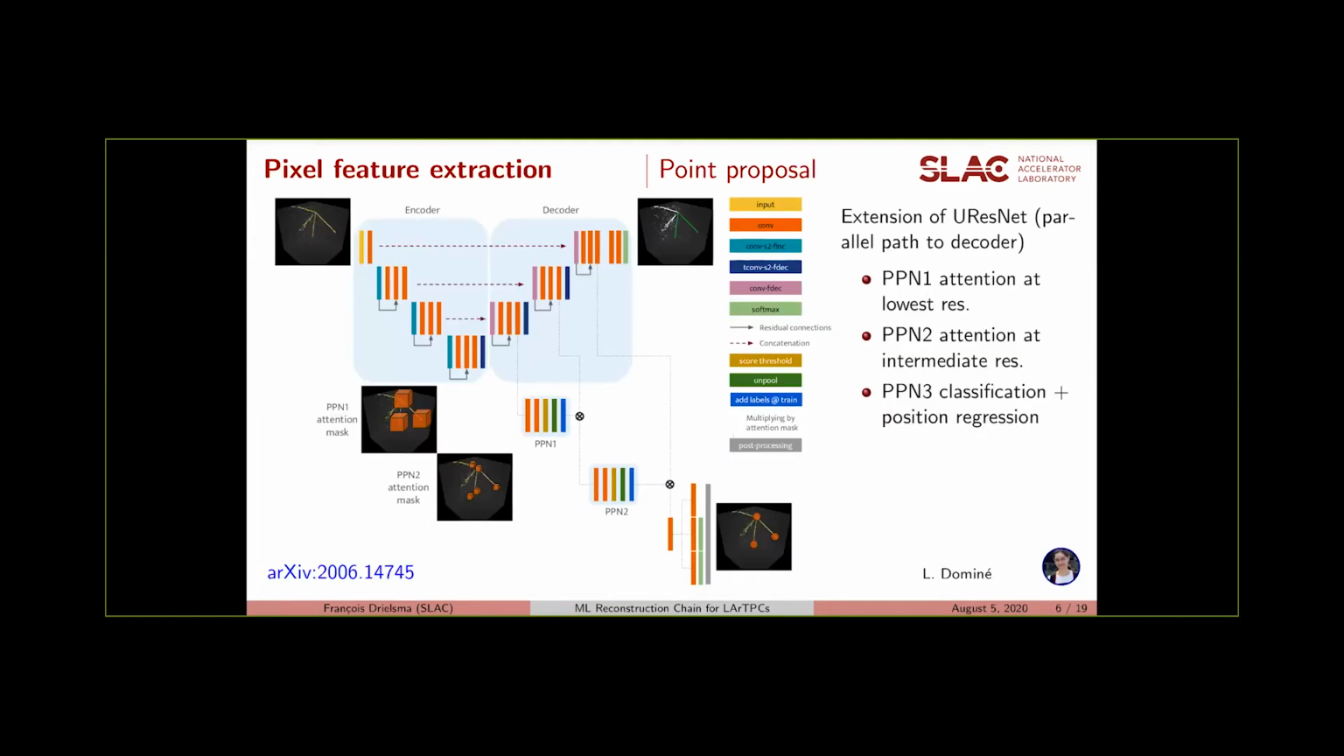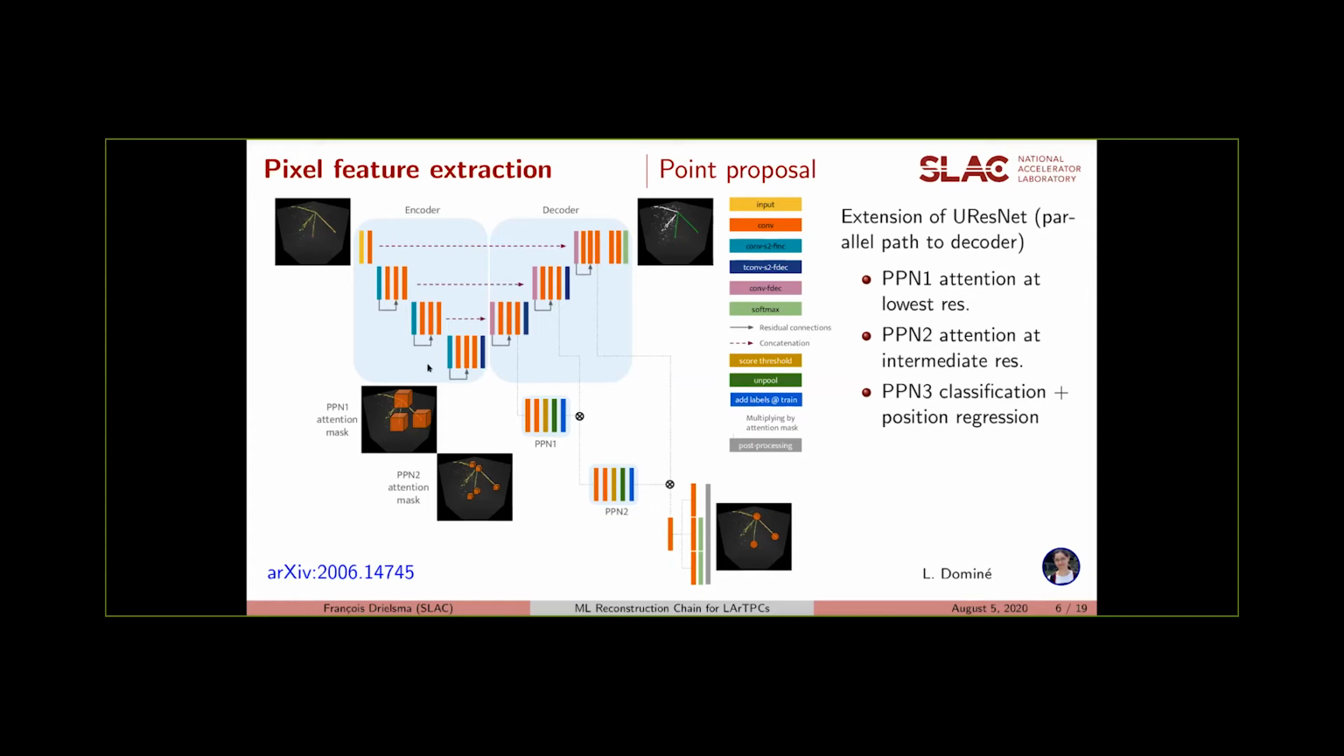The next thing that we'd like to extract at the pixel level using our UResNet is what we call interesting points. These are the important points of the image, such as endpoints of tracks and start points of showers. We reuse this UResNet architecture as a feature extractor, and we add a parallel path to the decoder. These parallel paths contain different layers, which we call PPN1, PPN2, and PPN3 here.